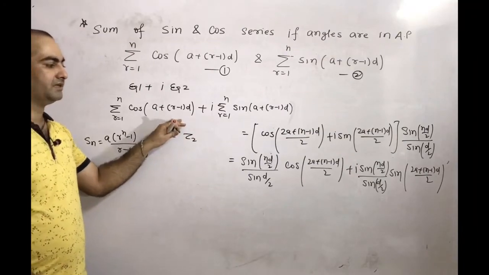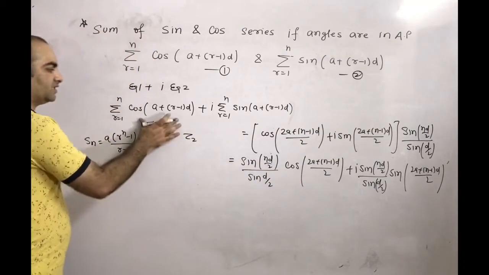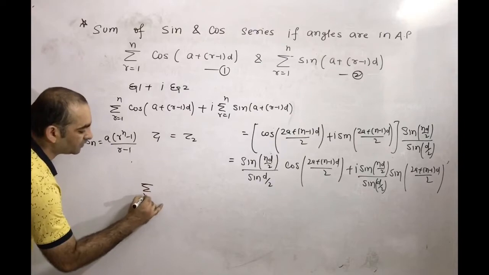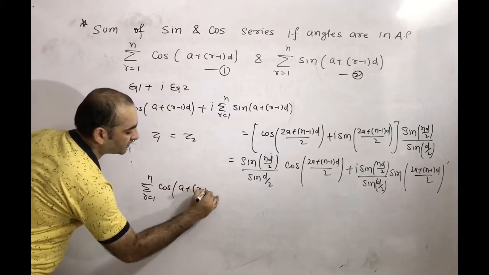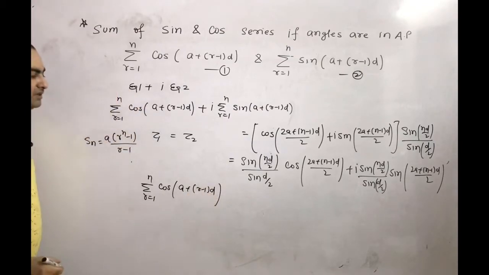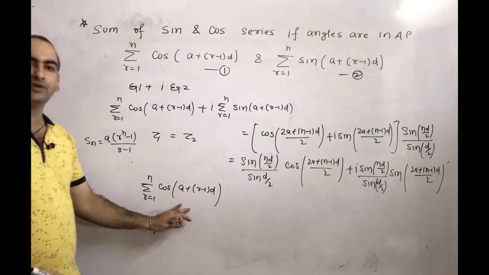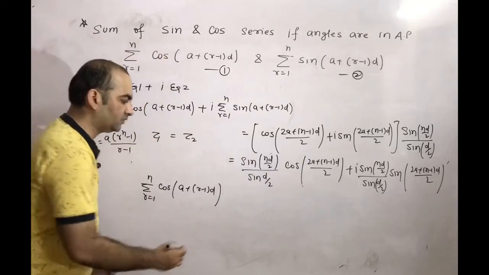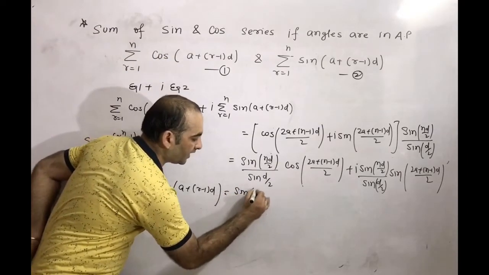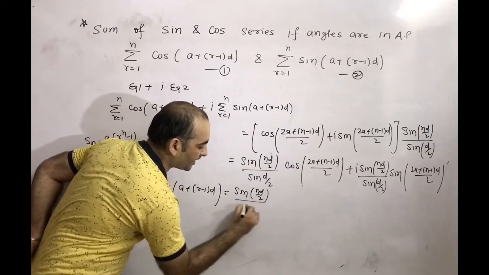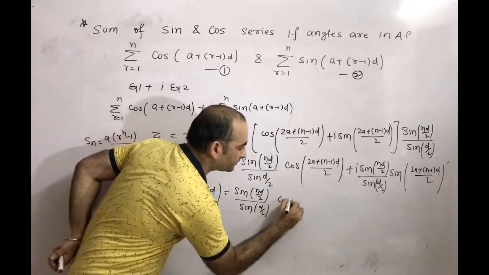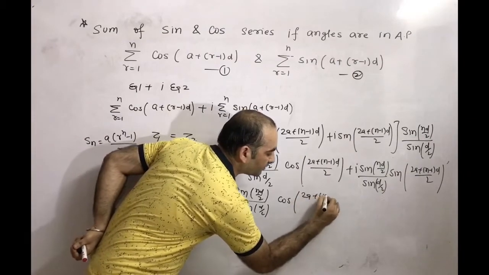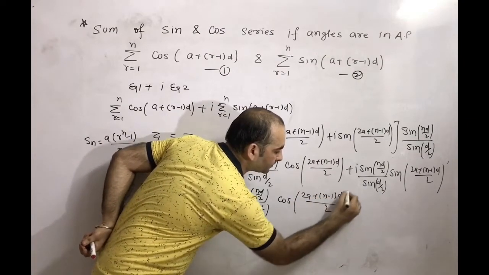So this one is z1 and this is z2. So here real part of z1 is this one: sigma r = 1 to n of cos(a + (r−1)d). Okay, so real part of z2 is this one. So this is equal to sine(nd/2)/sine(d/2) into cos of (2a + (n−1)d)/2.